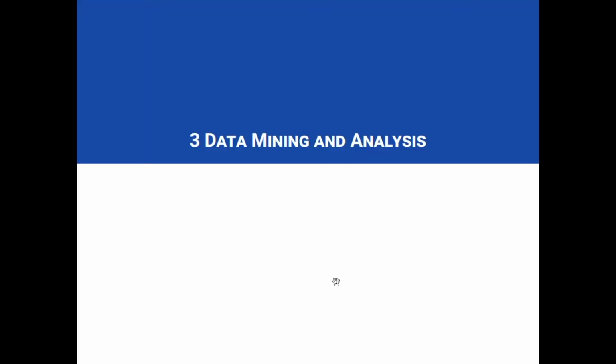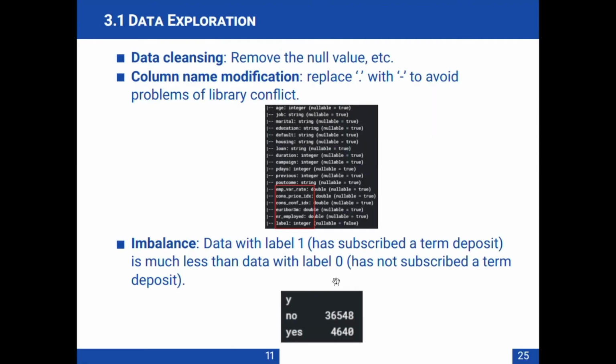Introduce the data mining and analysis part of our project. Firstly, we clean the data by checking the null values before other data analytical tasks. And then we modify the columns with dotted names by replacing dots with underscores, just to avoid problems of library conflict. During the exploration, we also found that the distribution of the label, the target we will predict, is imbalanced, as people who have subscribed to a term deposit are much fewer than those who have not. The solution to this problem will be given in the next section.